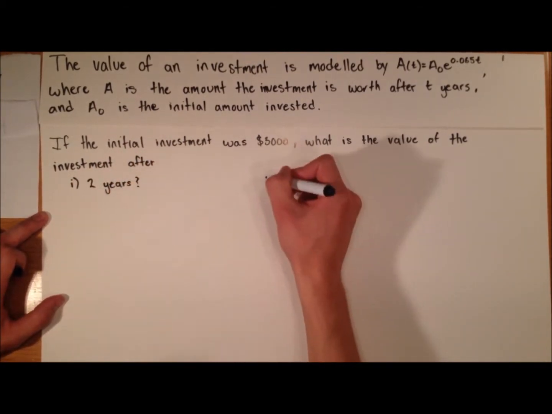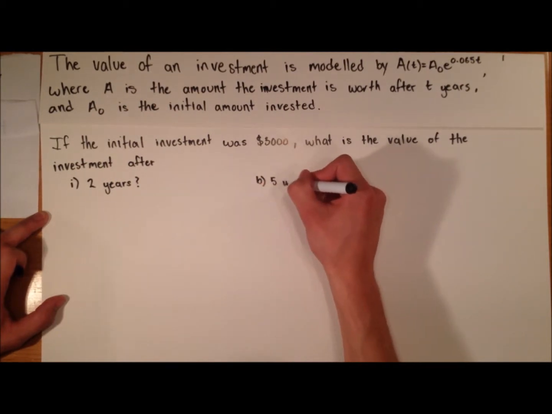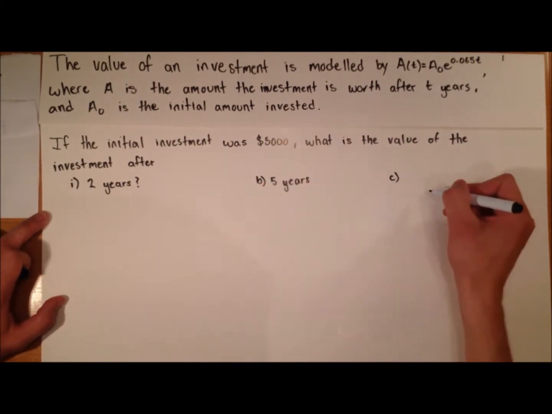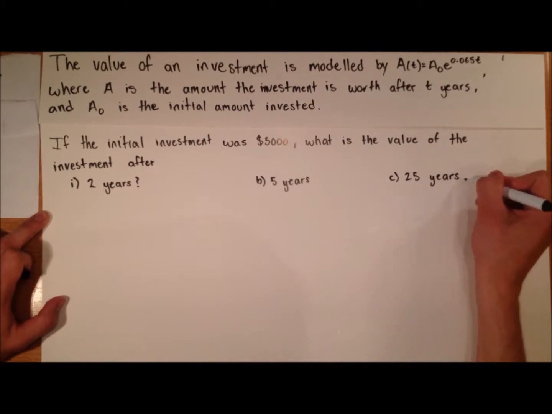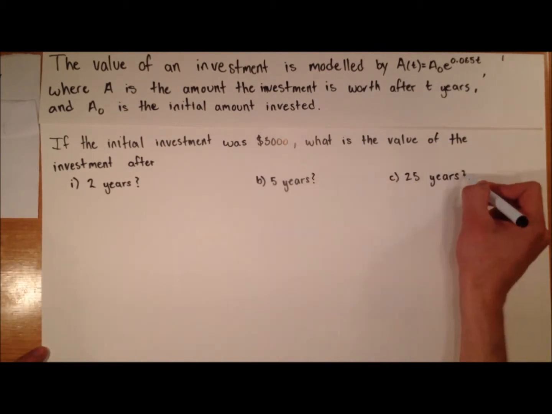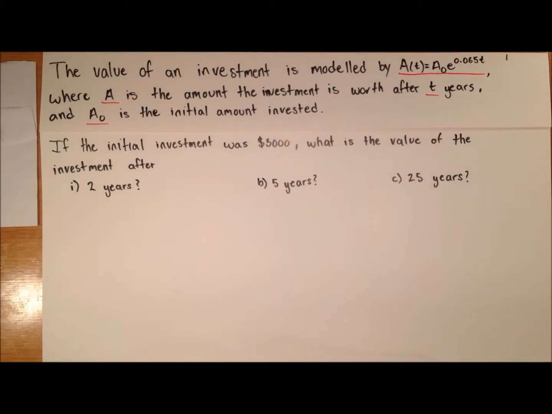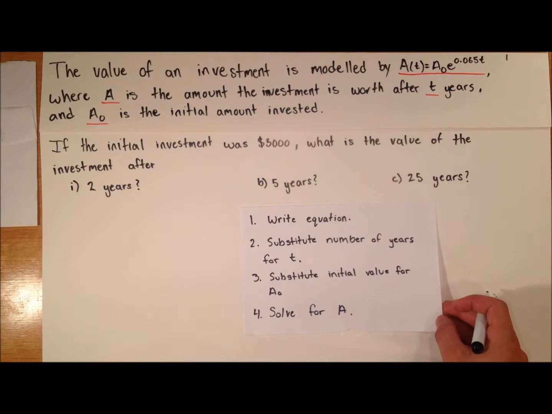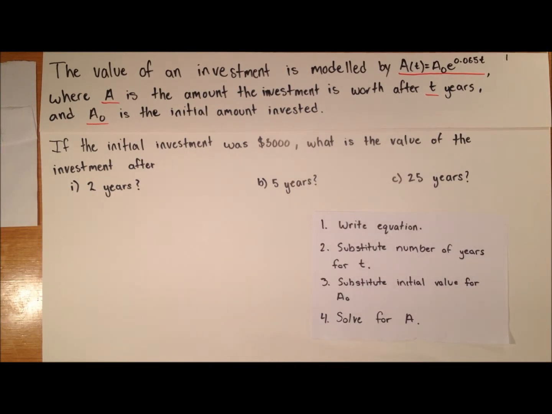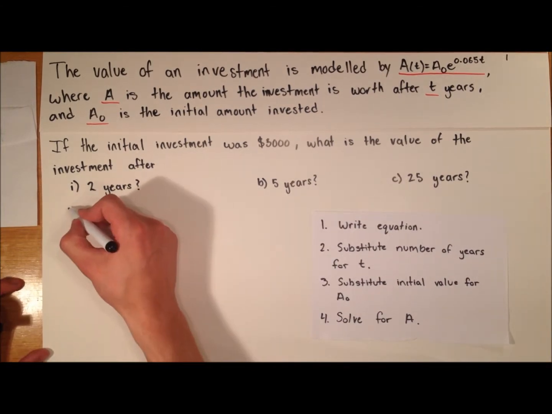In order to solve this problem, I've outlined a couple steps that we could use for each part in this question. The first step is to write the equation. This gives us a basic guideline from where to start. Second step is to substitute the number of years for t. I've substituted 2 for t in this part.